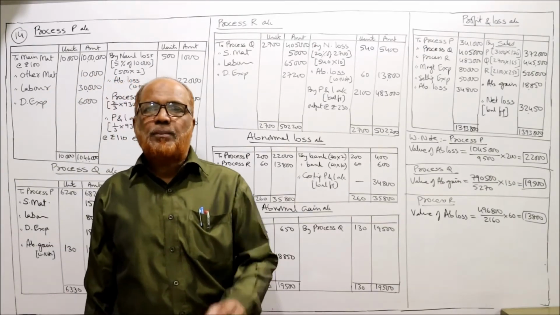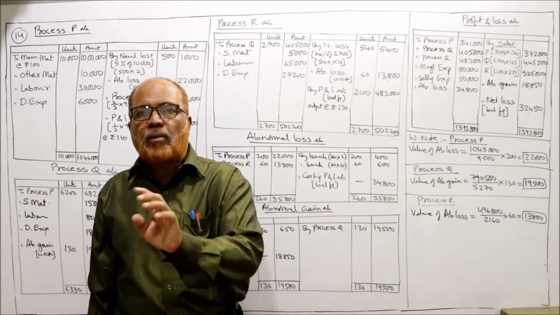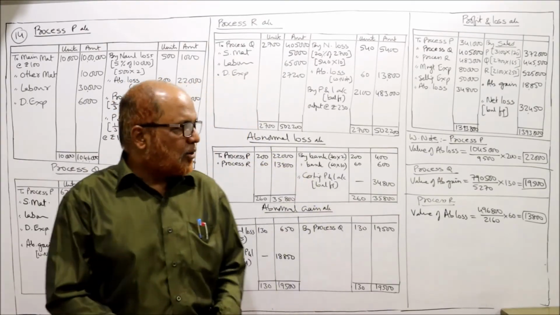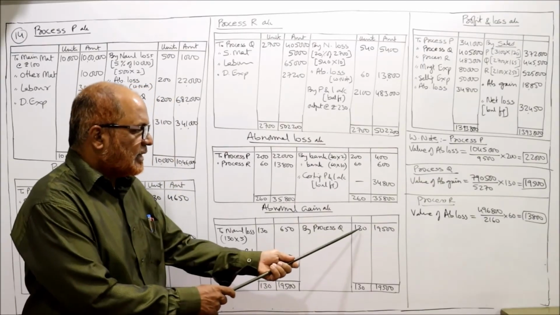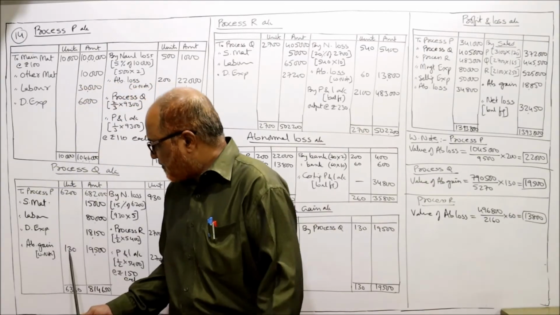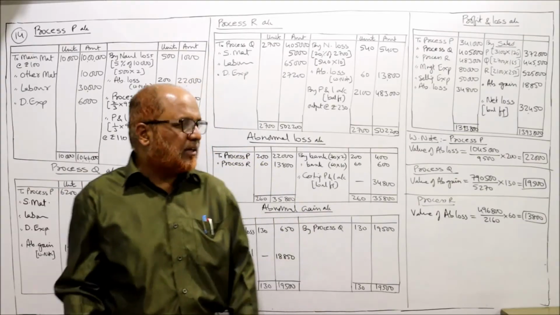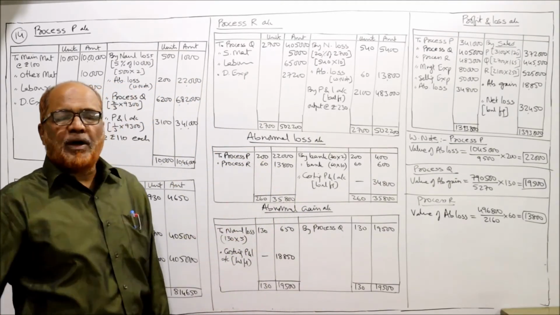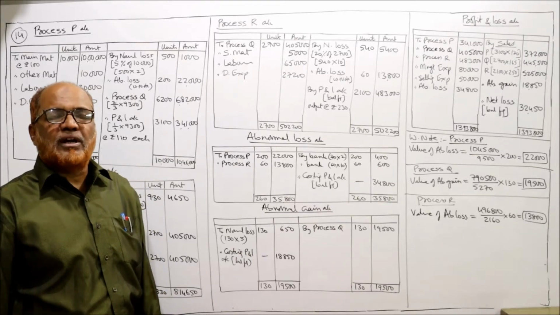Abnormal gain की पोस्टिंग ये होती है: प्रोसेस अकाउंट डेबिट टू abnormal gain. तो प्रोसेस को डेबिट कर दिए, अब abnormal gain को क्रेडिट करेंगे बाय प्रोसेस Q, 130 यूनिट्स, 19,500. ये 130, 19,500 पोस्टिंग हो गया. Now we have to find out how much amount to be transferred to costing profit and loss account.